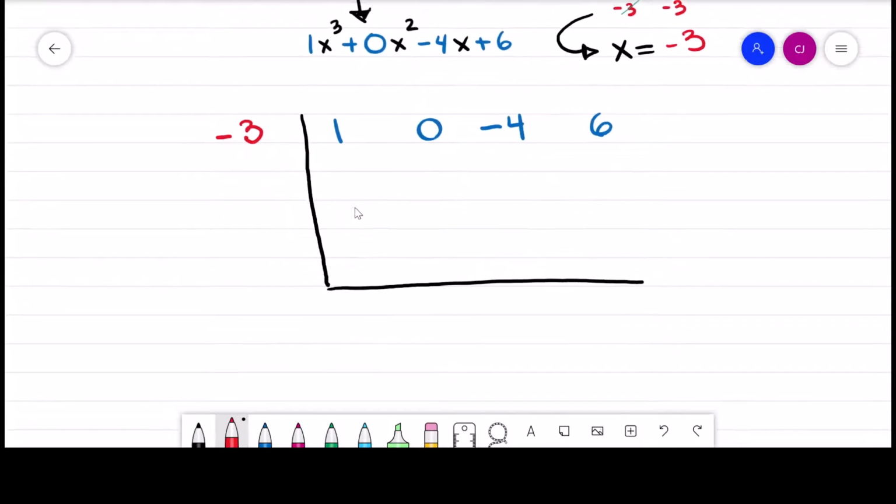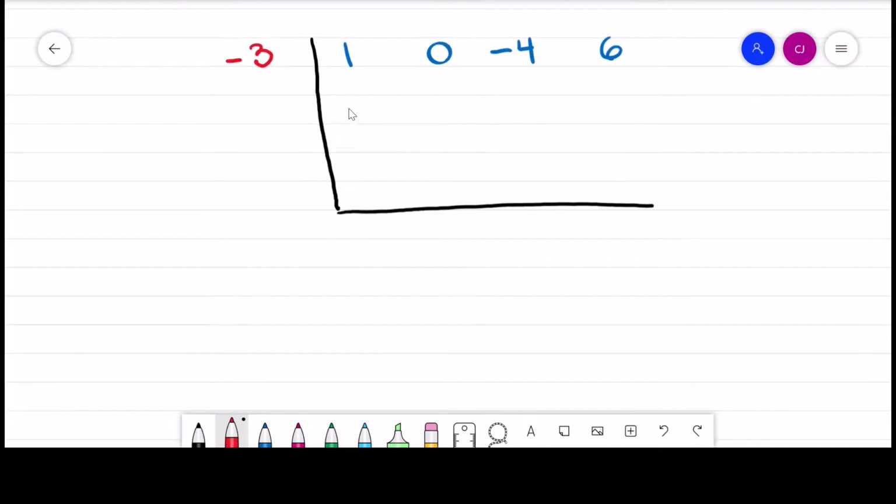Okay, once I get to this point of synthetic division, I'm going to take my first number of my dividend and just bring it down. I'm not going to do anything to it. Then I'm going to multiply this number with -3, or whatever your x value is. So -3 times 1 gives me -3. Watch where I put the -3: I'm going to put it back inside of the synthetic division bracket.